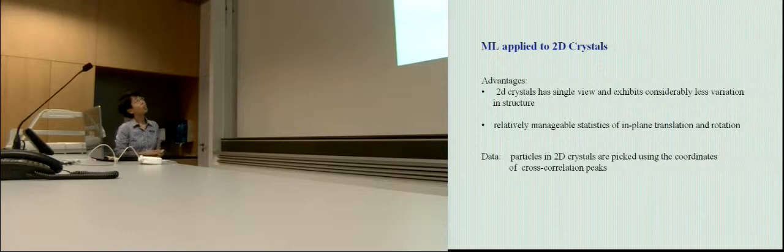In the case of 2D crystal images, I think we have more advantages because crystals do not have that big a range. It's not like real single particle. We still have limited distortion, limited rotation angle. So the search range will be small. That's very important for maximum likelihood because the algorithm itself is pretty slow. The larger the search range, the complexity of the computation will be exponentially increased. So that means we have relatively manageable statistics of the translation and the rotation.